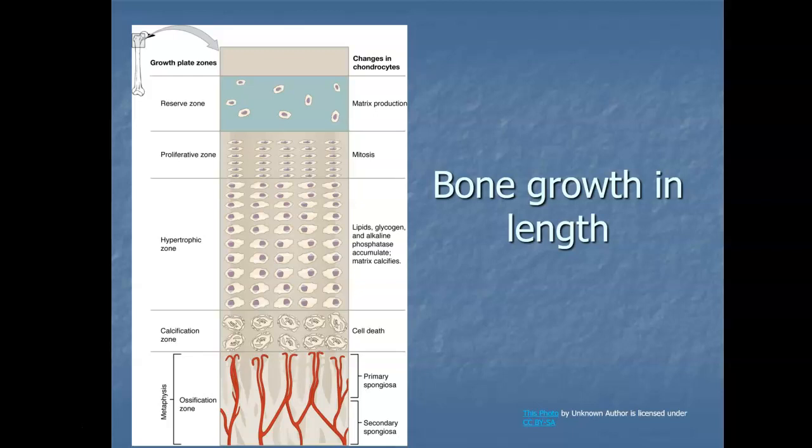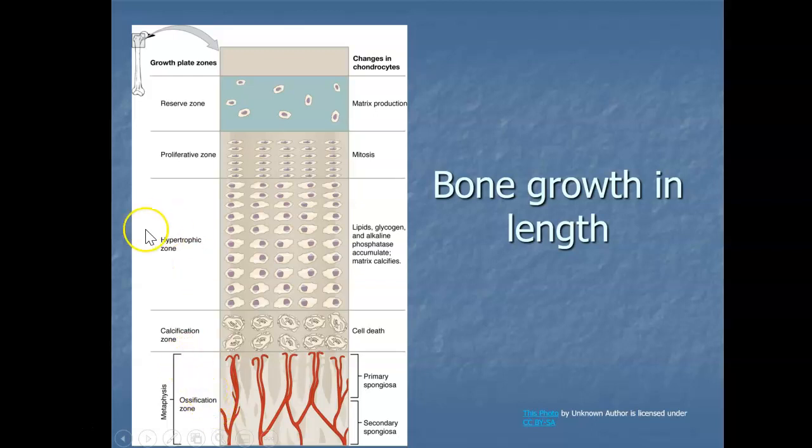So the epiphyseal plate, remember, is going to be where bone growth occurs in our long bones. It's a layer of hyaline cartilage, and this is going to be where ossification occurs. The epiphyseal plate is composed of 4 zones of cells and activities. So here are our zones: reserve, proliferative, hypertrophic, and calcification zone.